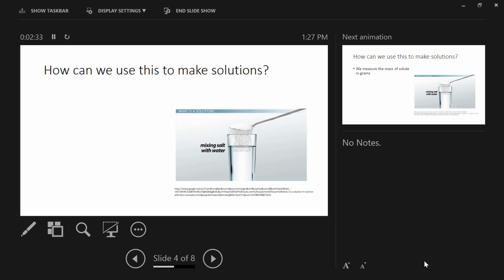So how can we use this idea of molarity, or the moles, to make a solution? I'm glad you asked. So here's us making this salt and water solution, right? The one we already talked about with our 35% salt solution. So first, we measure the mass of the solute in grams. That's step one.